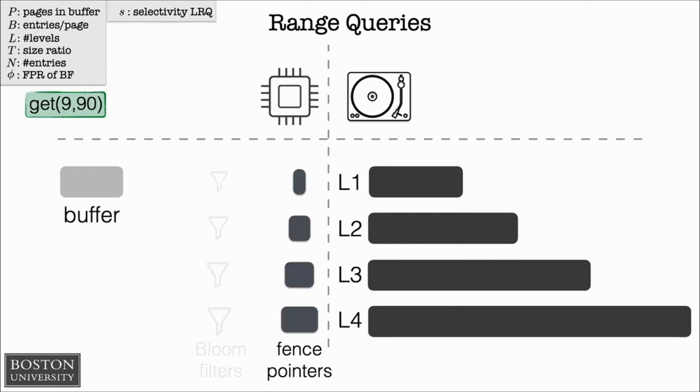The Bloom filters are designed only for point queries. So instead, we still use the fence pointers to point us to the corresponding pages per level. And now we know that these are the pages that I have to read. Of course, there might be some values to be trimmed in the beginning and the end of this range, but I know that I have to essentially merge these, in this example, 4 sorted runs to give the result back to the user for the values between 9 and 90.